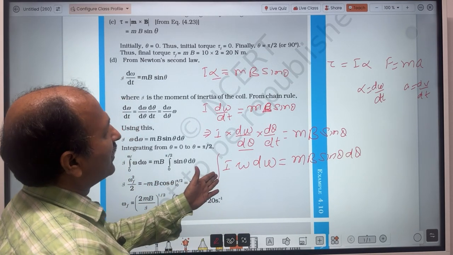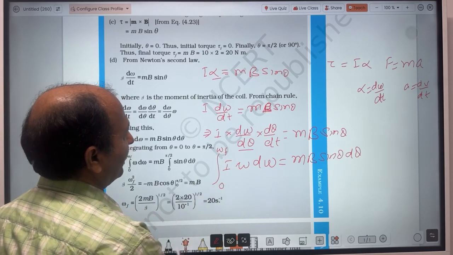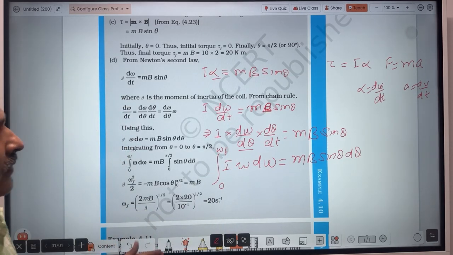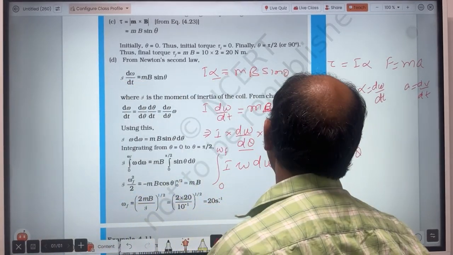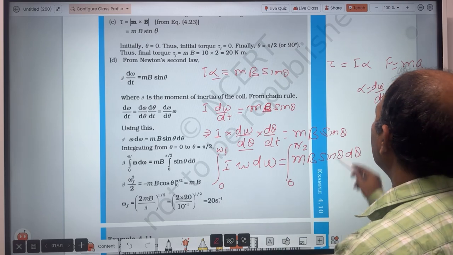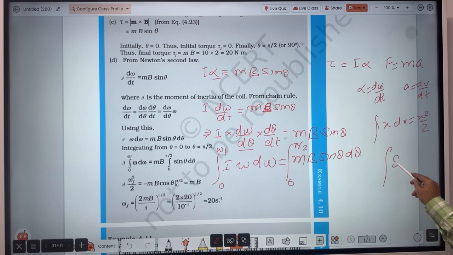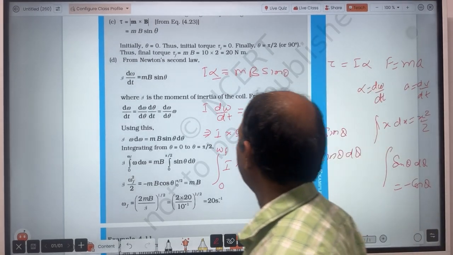Here you want to find out the angular frequency. So start from 0 to omega, the final value. Similarly, theta, they have given that it rotates from 0 to pi by 2. Now integrate. Integration of x dx, if you remember, becomes x square by 2, and integration of sine theta d theta gives minus cos theta. So these values we are going to put.